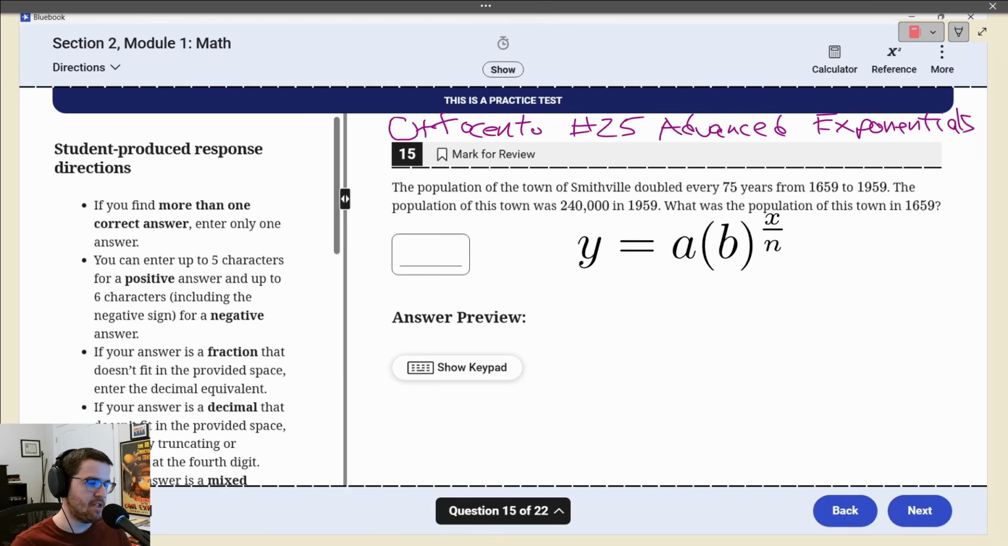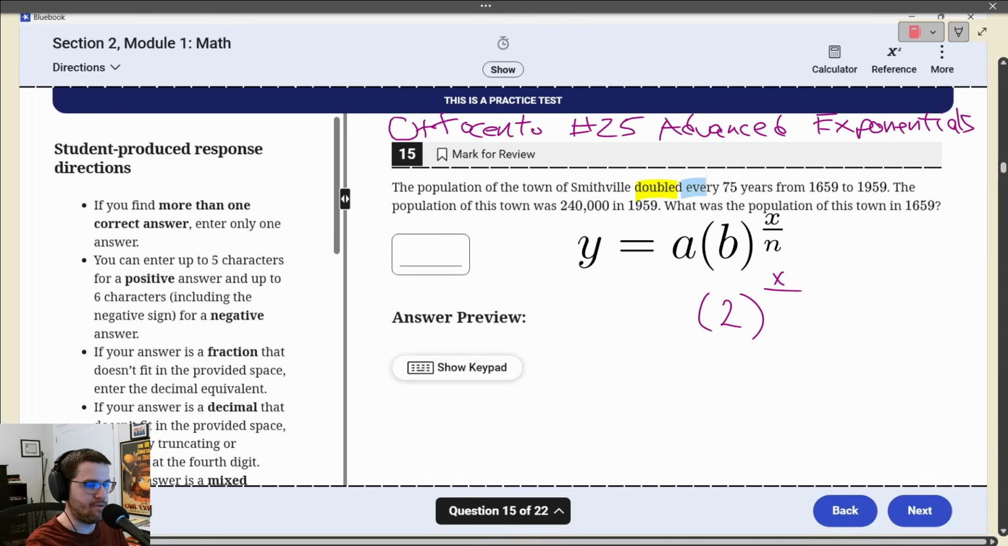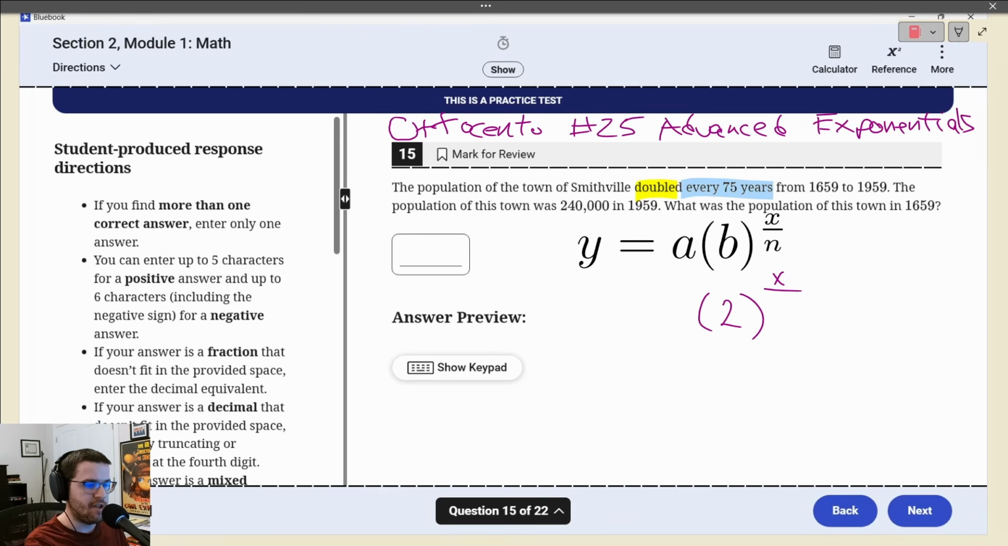Okay, question 15. I go over this in great detail in my Ottocento number 25, Advanced Exponentials. I'm going to assume you've already watched that, so please go watch that if you haven't already. I got the equation on the screen. So it says the population doubled. That means B, the multiplier, is 2. And then we've got this keyword, every 75 years. So that means N is 75.